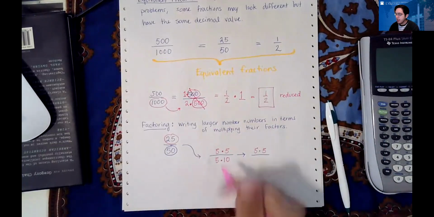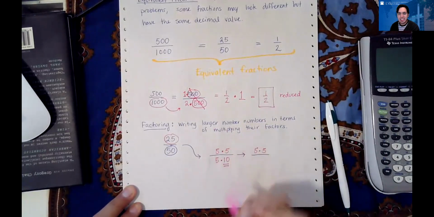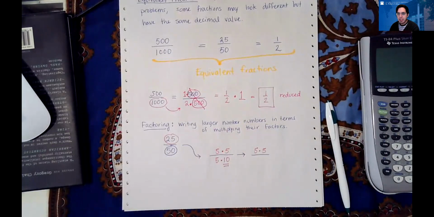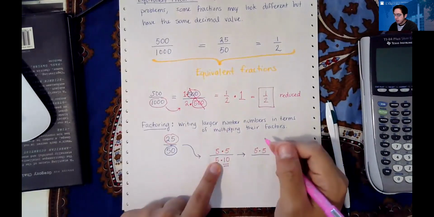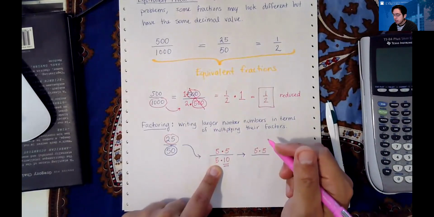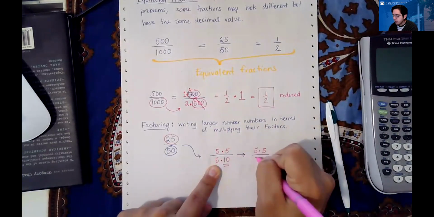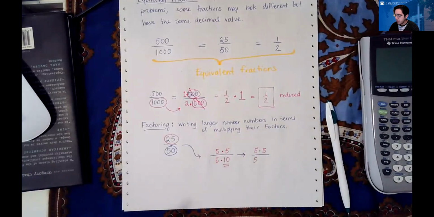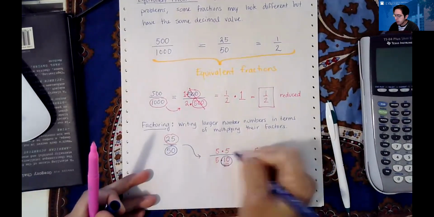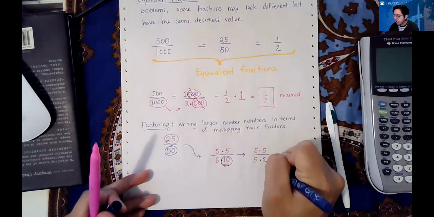But 5 times 10 on the bottom, can the 10 be broken up into something else? Or can we multiply 2 numbers to get 10? 2 times 5. 2 times 5, right? So I'll leave this first 5 alone. And then the 10 can be broken up into 2 times 5.